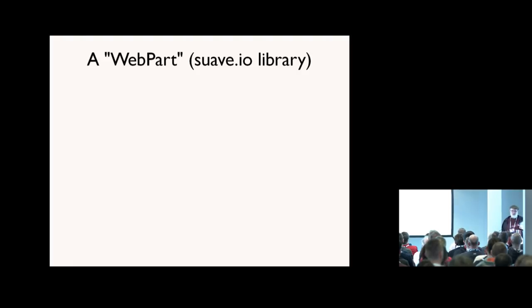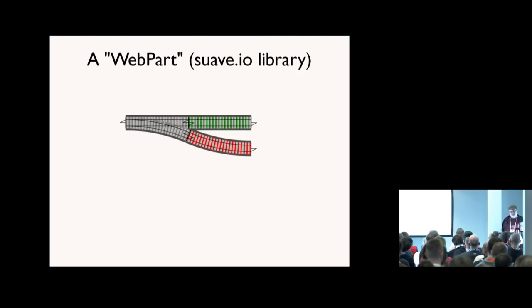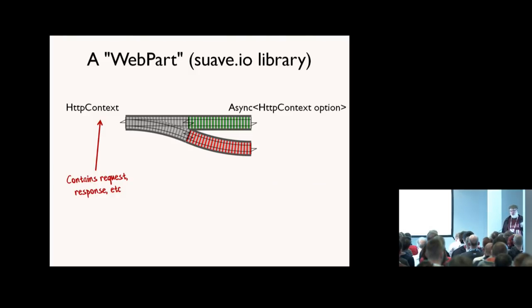So there's a web library for F-sharp called Suave, suave.io, and it has a concept called a web part. Now, a web part is one of these monadic functions. The input is an HTTP context, which is a wrapper which contains the request, the response, the cookies, the credentials, all the stuff you need to know to process a web request. The output is an async HTTP context option. So it's async because everything should be async, and it's an option because you might not handle it. You might say, this is the kind of request I can't deal with, so I'm not going to return anything. So it might fail. This is the way you can tell it's going to fail. And you can read all about it on the Suave site.